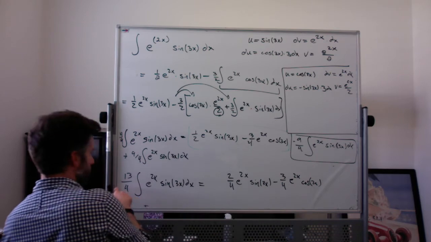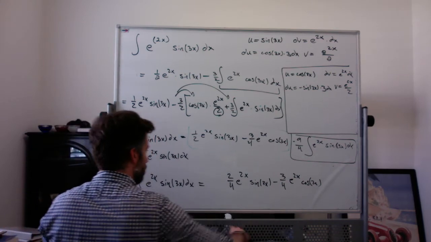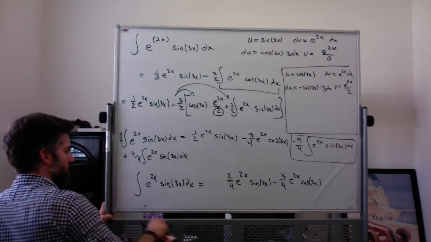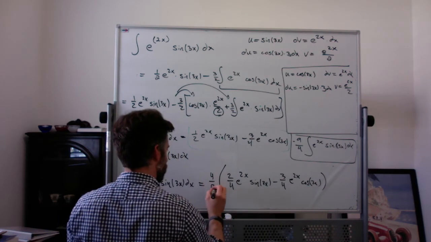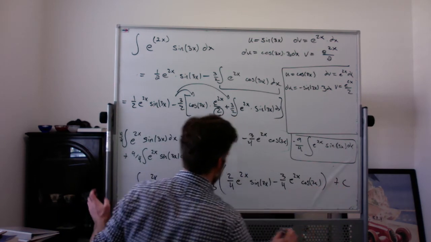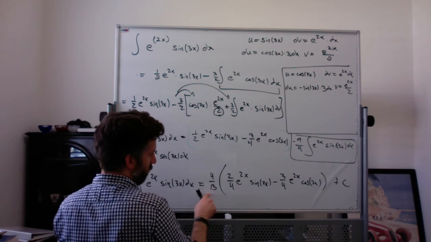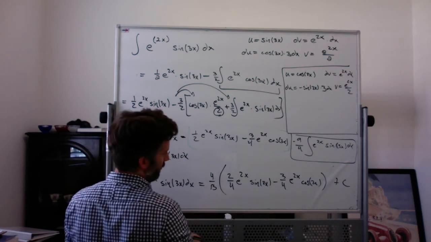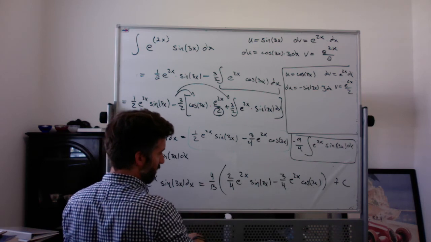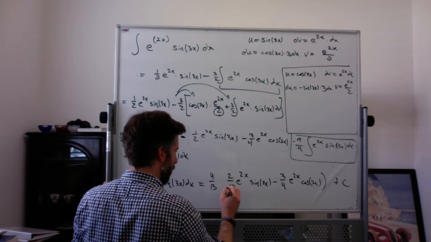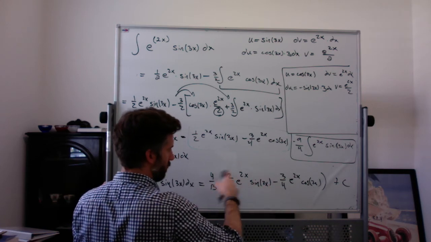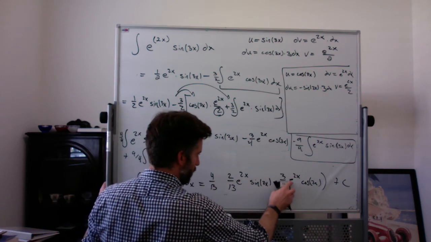And then I'm going to multiply both sides by 4/13. So I'm going to erase this here. I'm going to multiply it here. I'm going to swap on plus c. And then distributing this through, 4/13 times 2/4 is going to give me, well, the 4's will cancel. We'll get 2/13. And 4/13 times 3/4, the 4's will cancel, and I'll get 3/13.